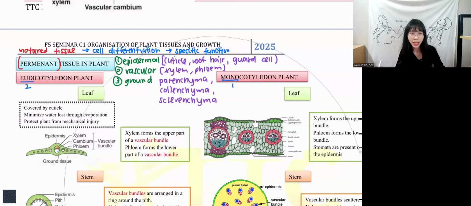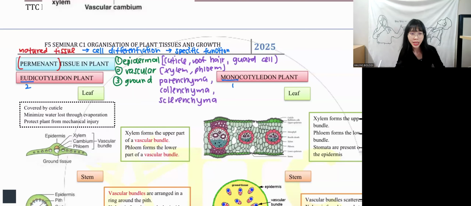For leaf and stem, the outermost layer, we learn the word called epidermal, right? But epidermal is a tissue. As a cell, it is known as epidermis. This epidermis has cuticle. Cuticle is the waxy layer. They are waterproof, to reduce water loss through evaporation or transpiration.